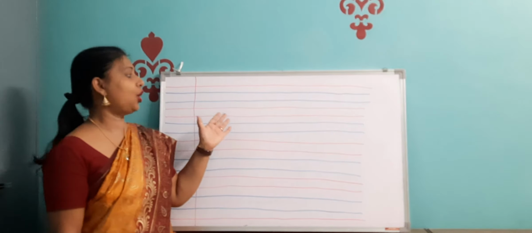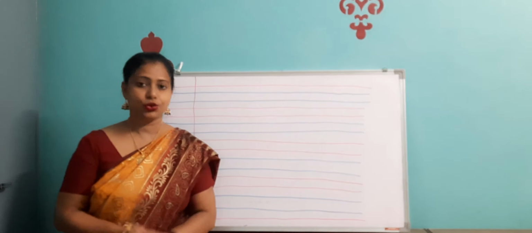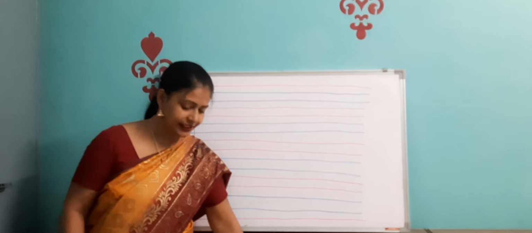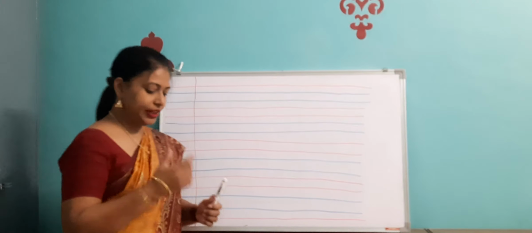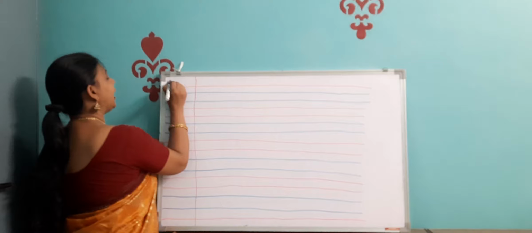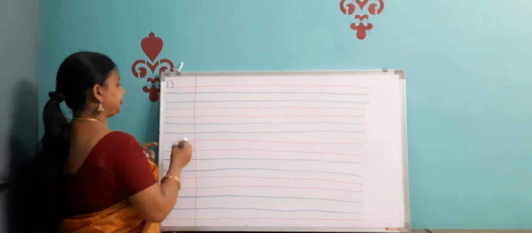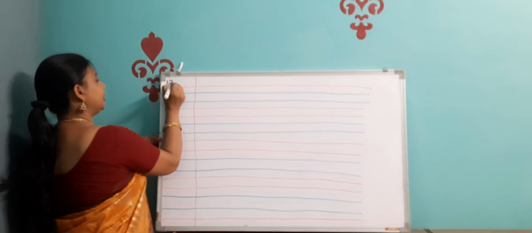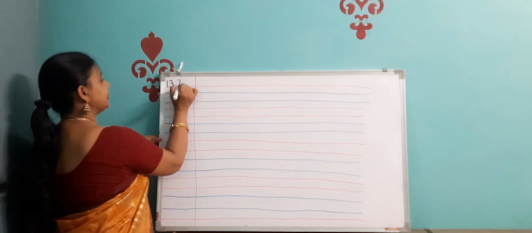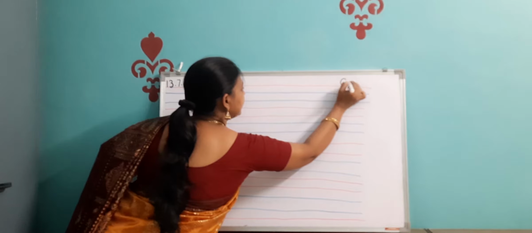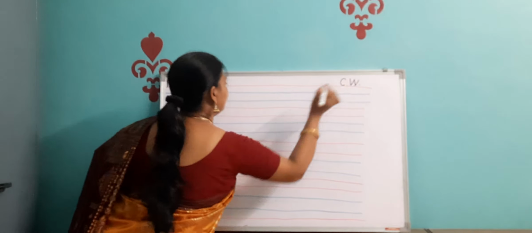copy. You can see here I have already drawn the lines. So I hope you all are ready with your copies, children. Yes. So we'll start writing. Okay. So today is the date. Today is 13th of July. We'll write here 13. So this is 13th of July. 7th is July month. Yes, and 21. This is C W. Okay.